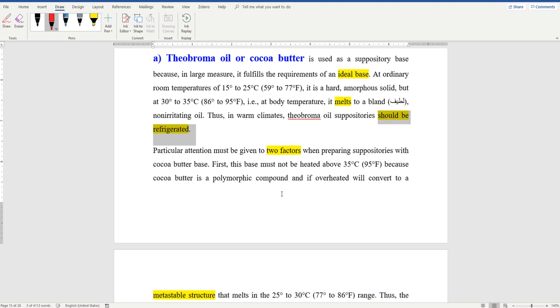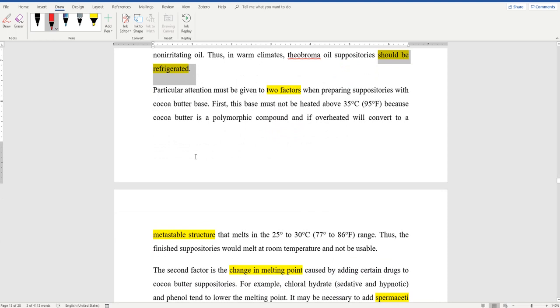What is the problem here? The problem is when you heat the cacao butter above 35 degrees Celsius, you will have a metastable cacao butter. Cacao butter is a polymorphic material, meaning it is present in different crystalline structures or crystalline lattice. And if you heat it above 35, then you will get a metastable base. This metastable base will melt at a temperature between 25 to 30 degrees Celsius. So it's very possible that at room temperature it melts. And this is not right. That's why you should not exceed 35 degrees Celsius when you melt cacao butter.